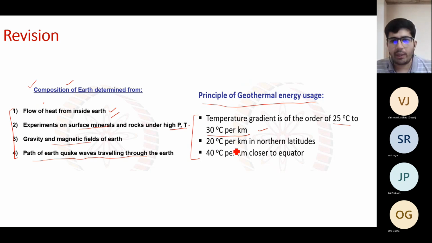Now, it is 20 degrees per kilometer in northern latitudes and 40 degrees per kilometer closer to the equator. So if you are going towards the equator, the temperature difference is 40 degrees, and in northern latitudes 20 degrees. On average you can say we can get a 25 to 30 degree per kilometer temperature gradient through geothermal energy use.